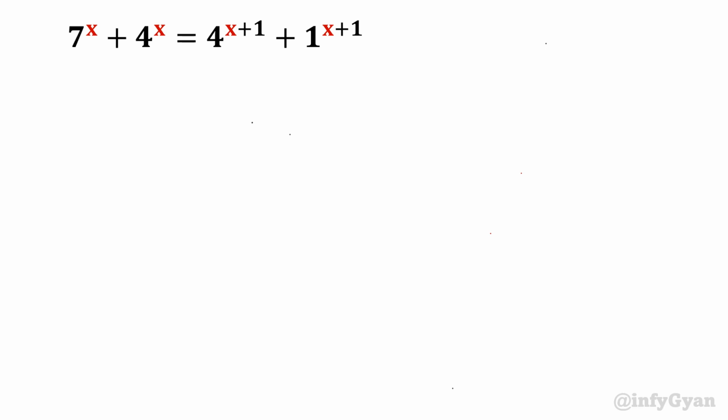In this video, we will be solving one exponential equation. The equation is 7^x + 4^x = 4^(x+1) + 1^(x+1). Not only do we have to find the real solution, but we also have to conclude our mathematical statement using a graph and using calculus: first derivative test, second derivative test, maxima, minima, and limits. On these bases, we will conclude our mathematical statements.